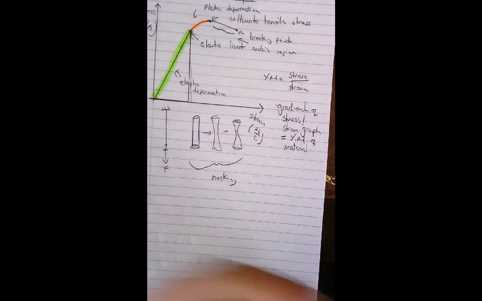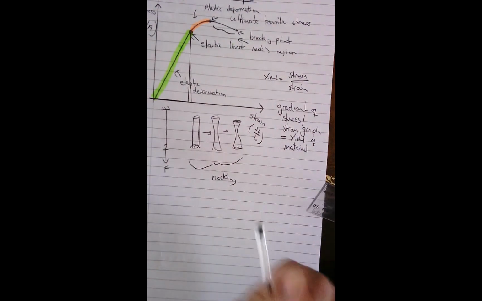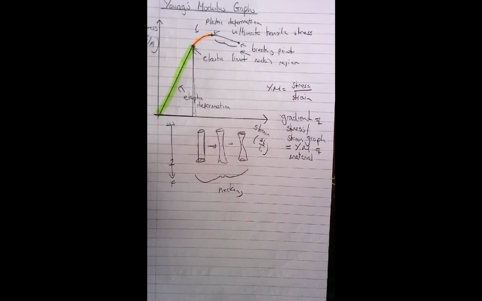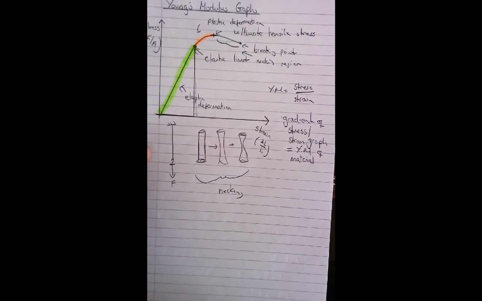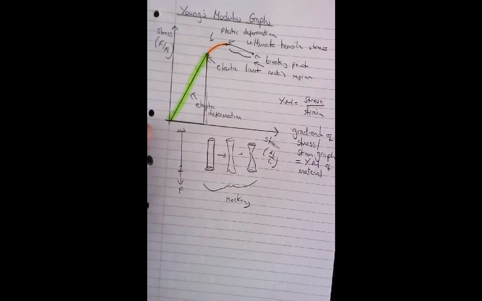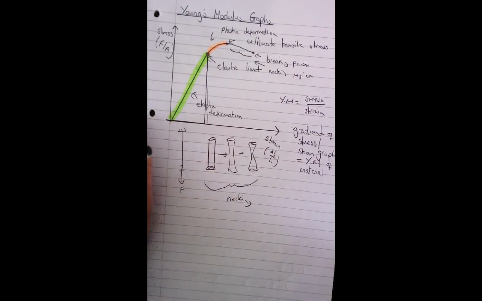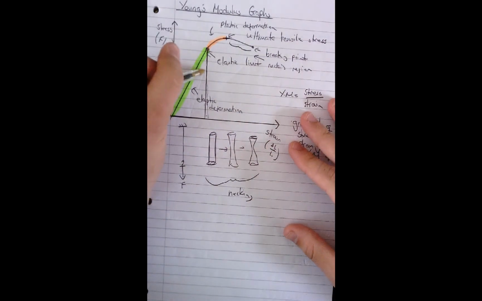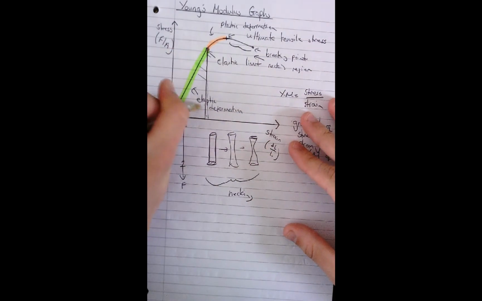Really importantly, it's only the gradient up to the elastic limit, and that's important to the definition. The other important thing about this graph, and I'm not going to derive this here, but it is relatively straightforward to show, is what is the significance of the area?